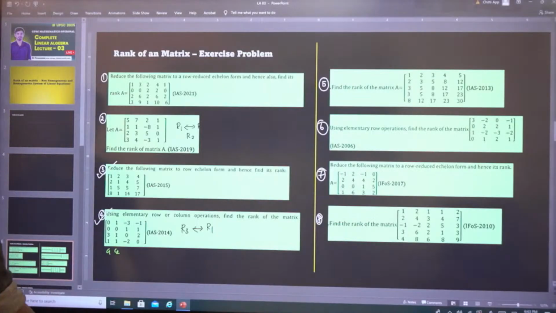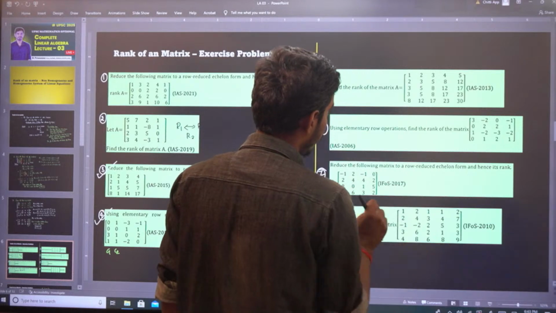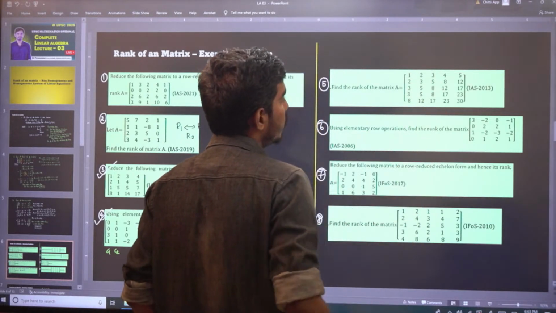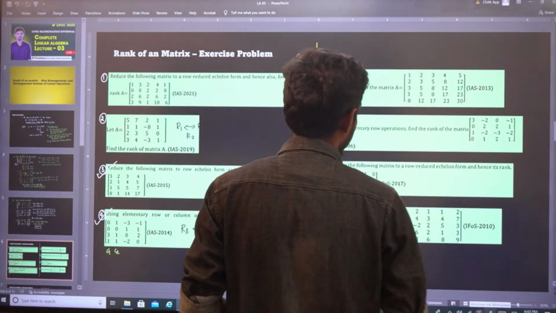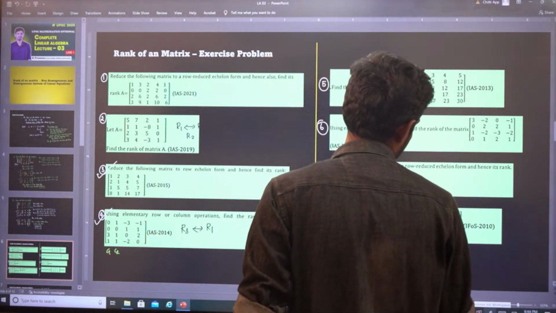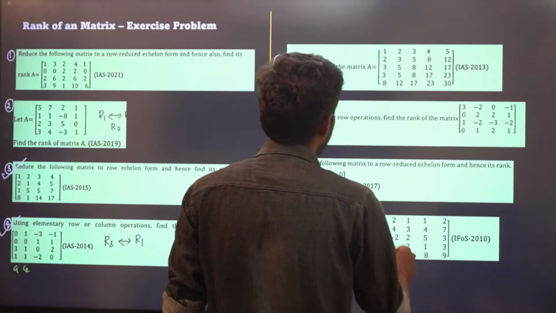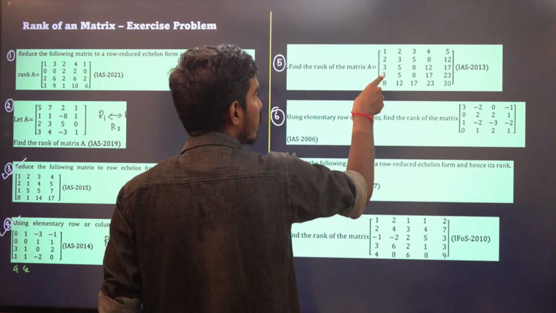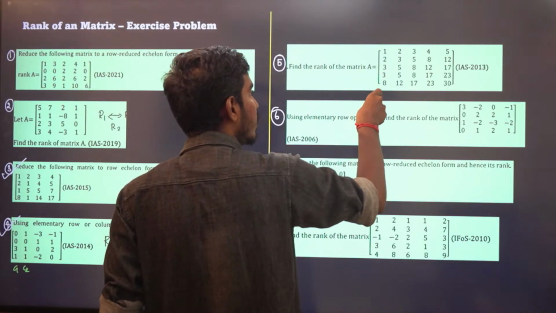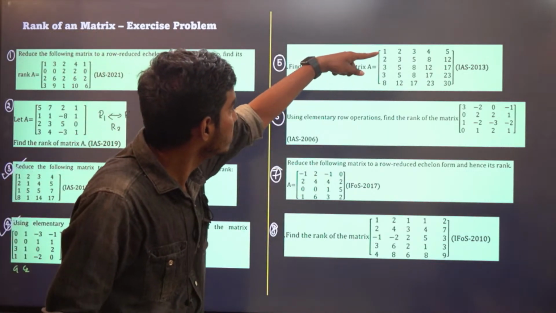So do these 8 problems. It is slightly time consuming when you have this kind of problem, right? Fifth problem, you can see, what is the operation you have to do in the fifth problem? We have 5 rows. Yes or no? So what you have to do? R2 minus 2 R1, R3 minus 3 R1, R4 minus 3 R1, R5 minus 8 R1. So if you do this, all these will be 0.